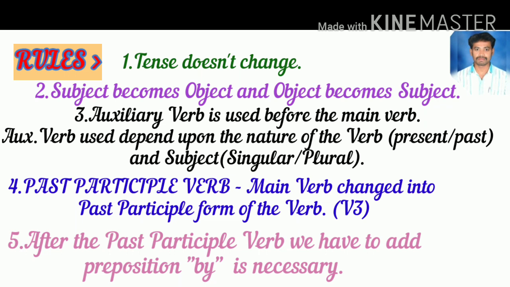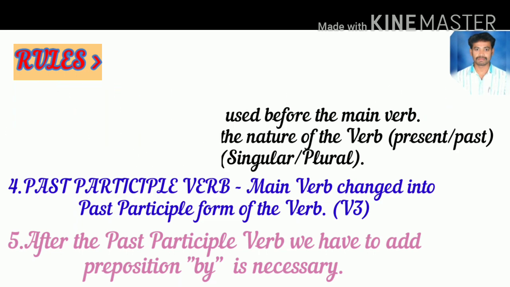And then the last one, the fifth one. After the past participle verb, we have to write the preposition by, it is necessary. Sometimes they are going to give two objects. At that time also we are going to take two objects and change into the passive voice, and we use by in different places. But the rule is, after the past participle verb, we have to add preposition by, it is necessary. Have you understood this one?